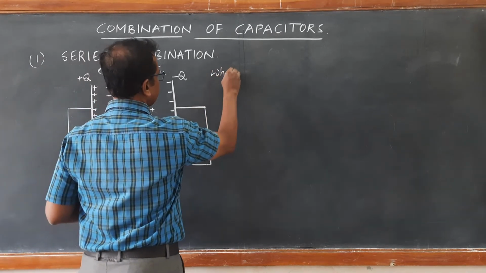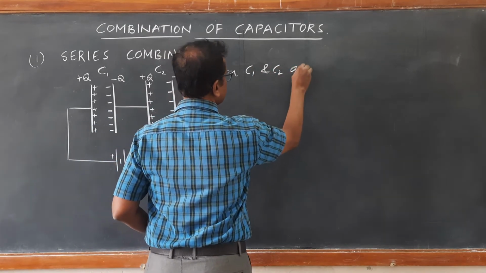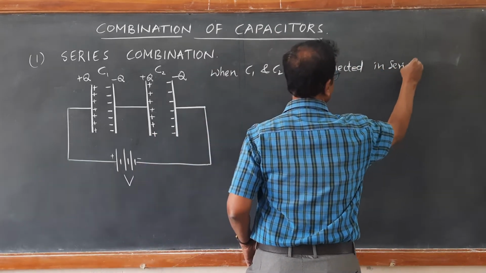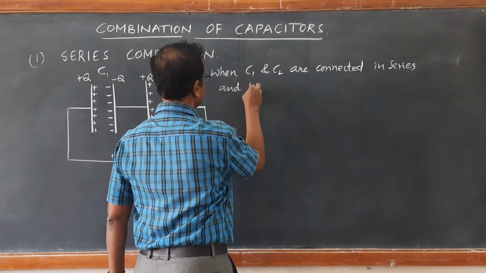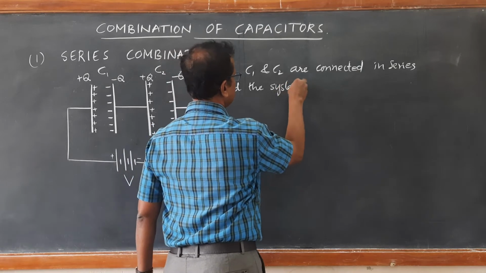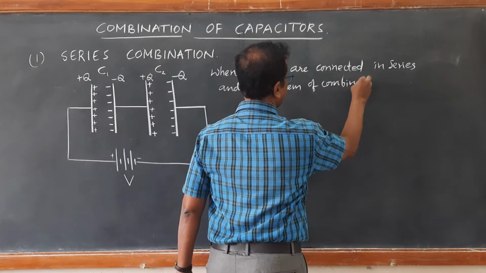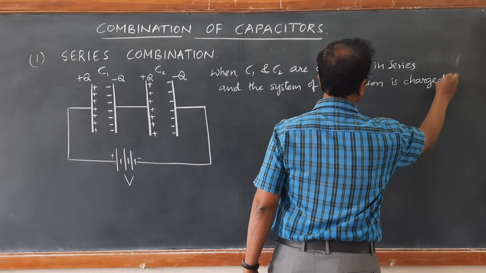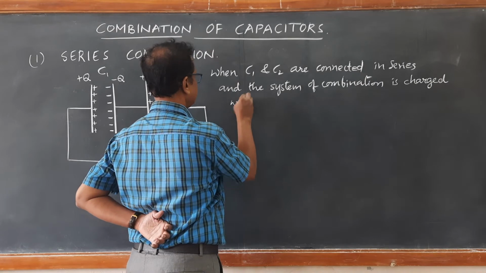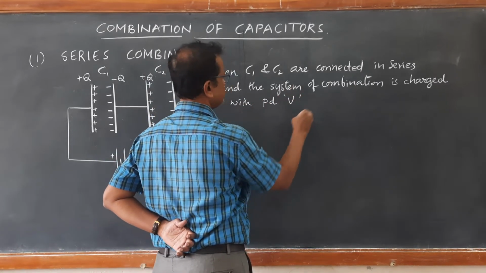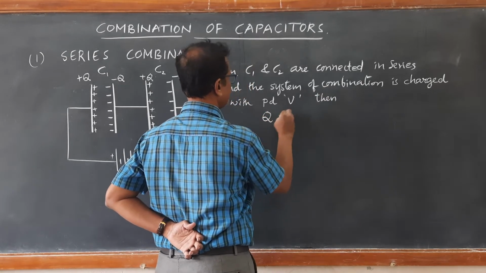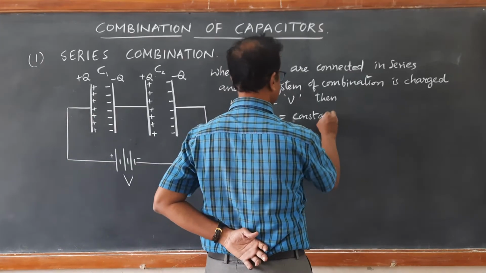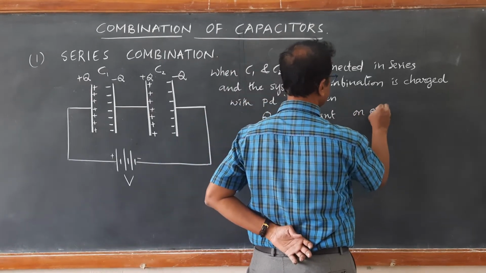So when C1 and C2 are connected in series, and the system of combination is charged with potential difference V, then charge Q remains constant on each plate.